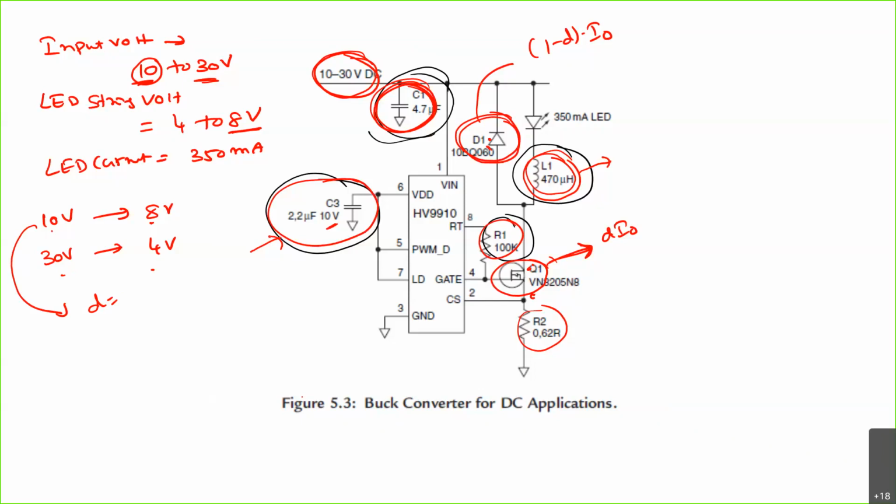If 10 volts is the input, 8 volts is the output. What is the D? Duty cycle in a buck converter. 0.8, right? So what is the D value here? 0.133, I think. Okay, so that means this is the range. The minimum value of D is 0.133 and the maximum value of D is 0.8, with this given input. Clear? It's clear.